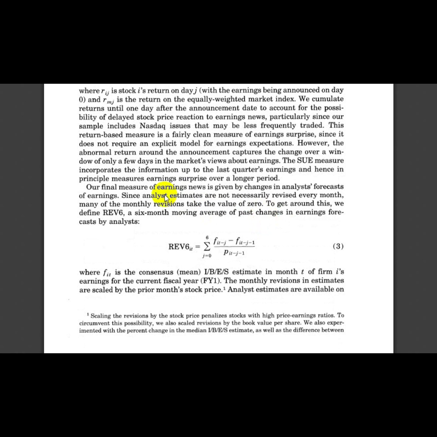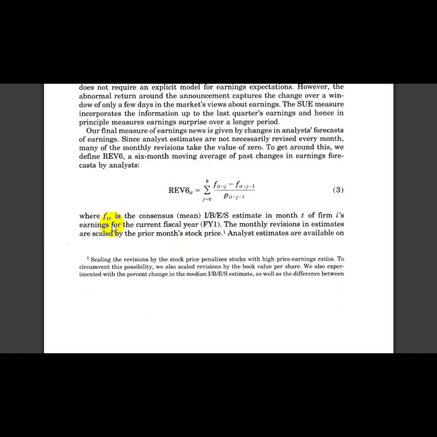The last measure is the changes in analysts' forecasts of the earnings. This is calculated as REV6, which is basically a 6-month moving average of past changes in earnings forecasts.